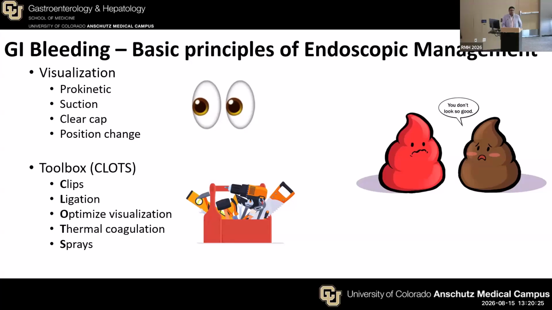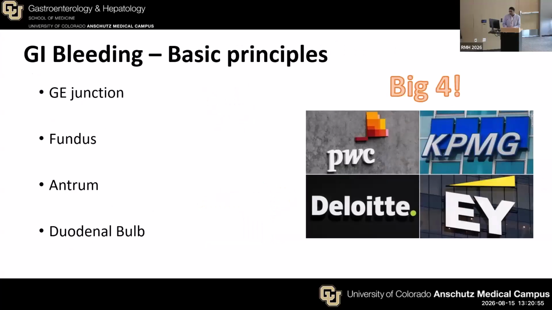The next is the ability to suction and clear out blood clots, so we'll talk a little bit about it. ClearCap is a really valuable, very cheap tool to add, which can help you look at the duodenal folds, especially in tough areas like the D1, D2 turn, allowing additional stability and position change. And then the next thing is what's really in our toolbox to manage and treat GI bleeding.